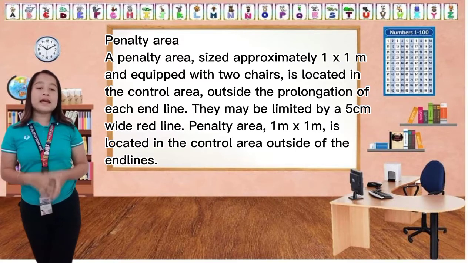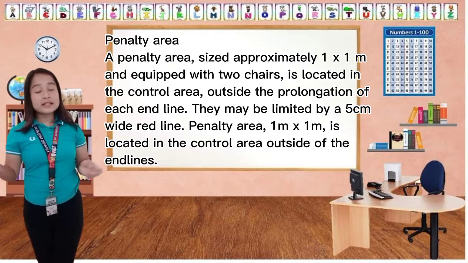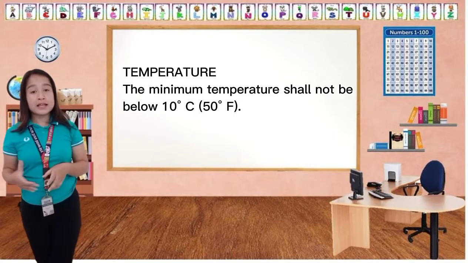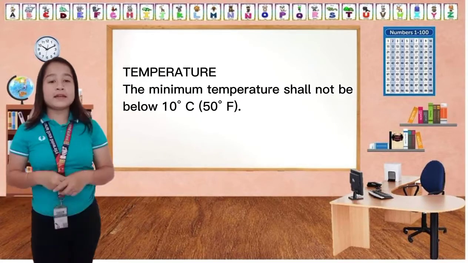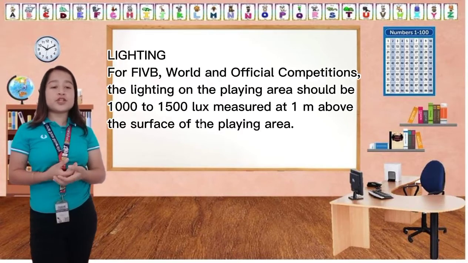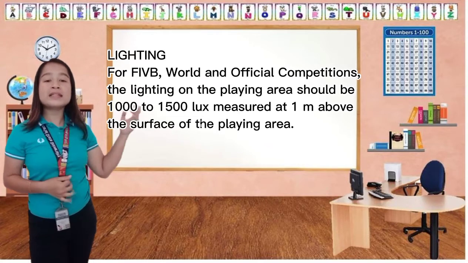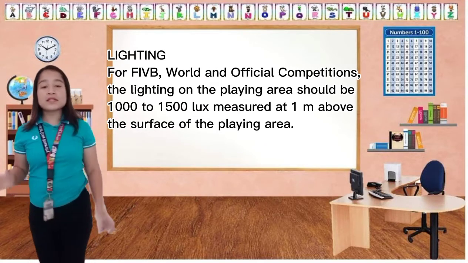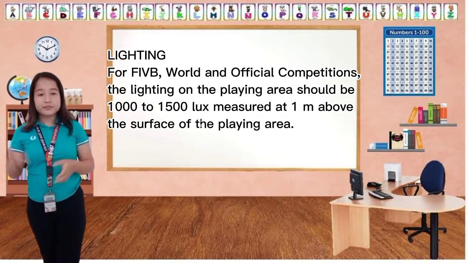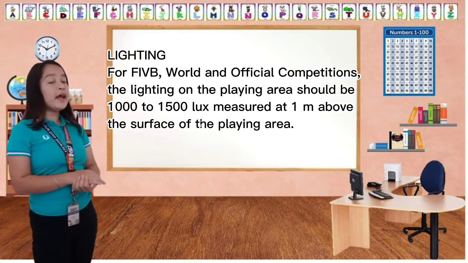Then the temperature, the minimum temperature shall not be below 10 degrees Celsius, up to 50 degrees Celsius. Then the lighting. For FIVB world and official competitions, the lighting on the playing area should be what? Should be 1,000 to 1,500 lux measured at 1 meter above the surface of the playing area.